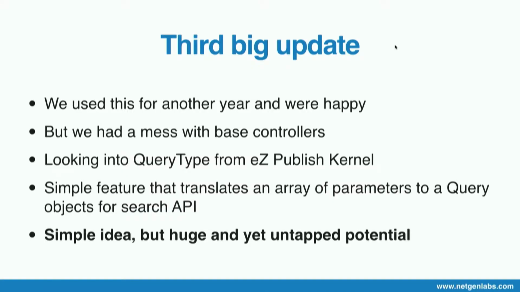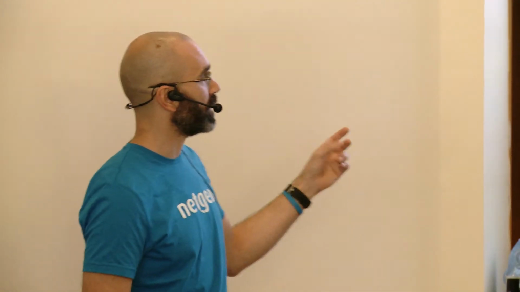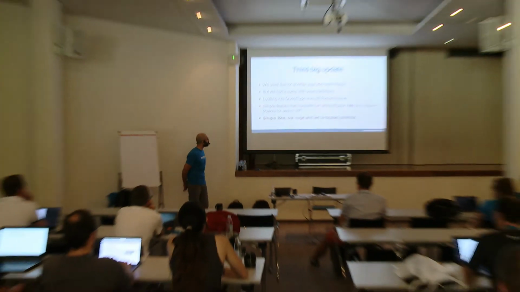The third big update came when we were about to solve our mess with base controllers. Basically, in our base site, we had huge base controllers with some methods that did all kinds of filtering. And then typically in the project, you would override these methods and introduce some project-specific stuff. Basically, the whole setup was a bit difficult to maintain and to understand, and we were looking into how to simplify this. And for this, we were looking into the query type feature from the Ibexa kernel.